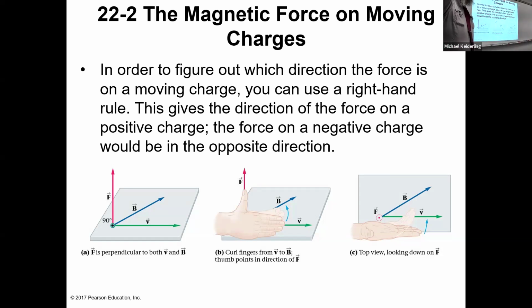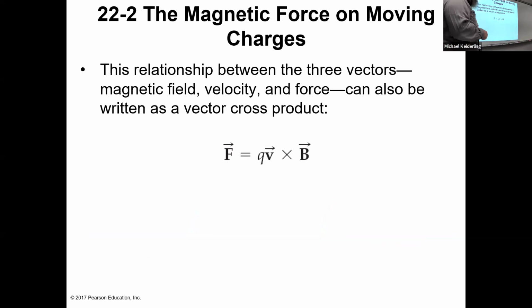Point your fingers in the direction of the velocity, bend them, point them in the direction of the magnetic field. Your thumb points in the direction of the force on a positive charge. Negative charges go the opposite direction. So this is charge times velocity cross magnetic field. The magnetic field, velocity, and force, you can write it as charge times velocity cross magnetic field.